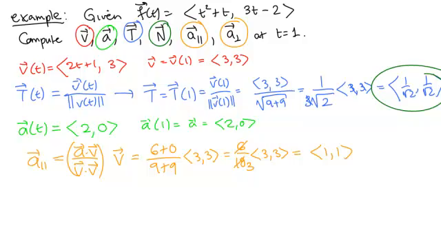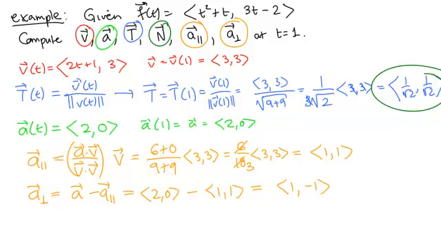Now that I've got the parallel component, I can find the orthogonal component by subtracting that off of the acceleration vector, just like we did a couple of units ago. So I will take the vector 2, 0, and I will subtract the vector 1, 1 from it. So that's going to leave me with the vector 1, minus 1. This is the orthogonal component.